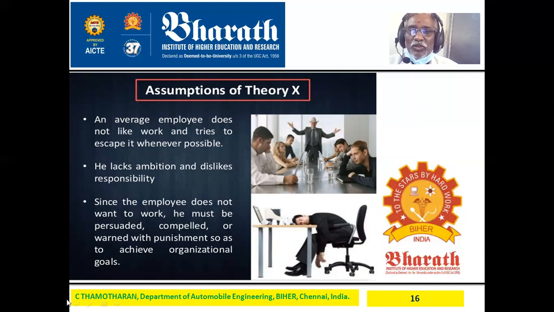Since the employee does not want to work, he must be persuaded, compelled, or warned with punishment so as to achieve organizational goals. See, this compelled, warned, continuously, right? A responsible person won't need to be asked or compelled on their own. Even punishment is not enough, so as to achieve organizational goals, you have to take firm action, right?